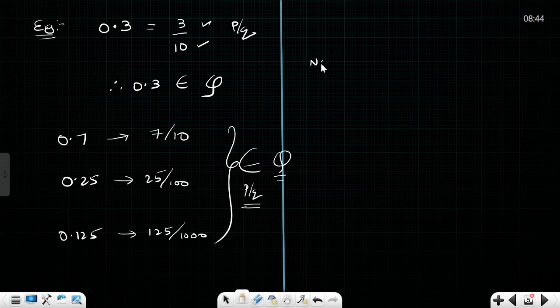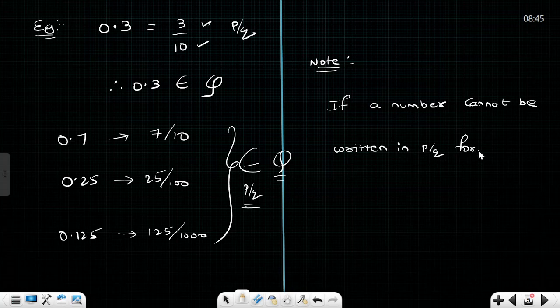If you want, in your notebook please write down: if a number cannot be written in p by q form, then it is called an irrational number. Clear, na? Fine. I'm going ahead, Akshita.